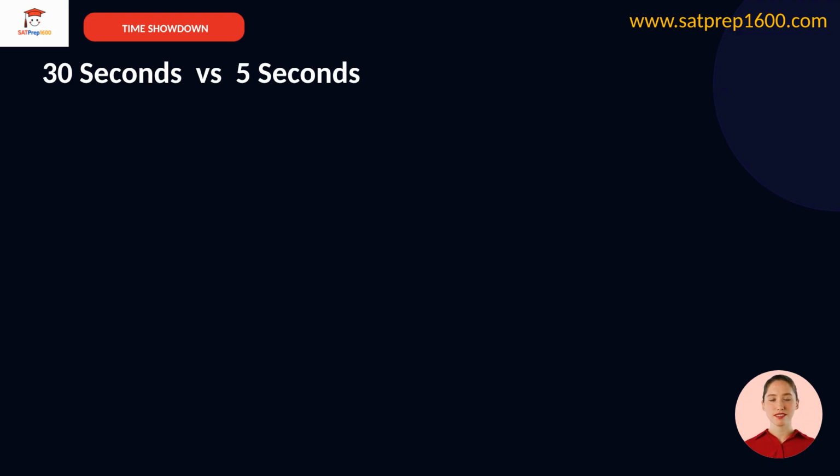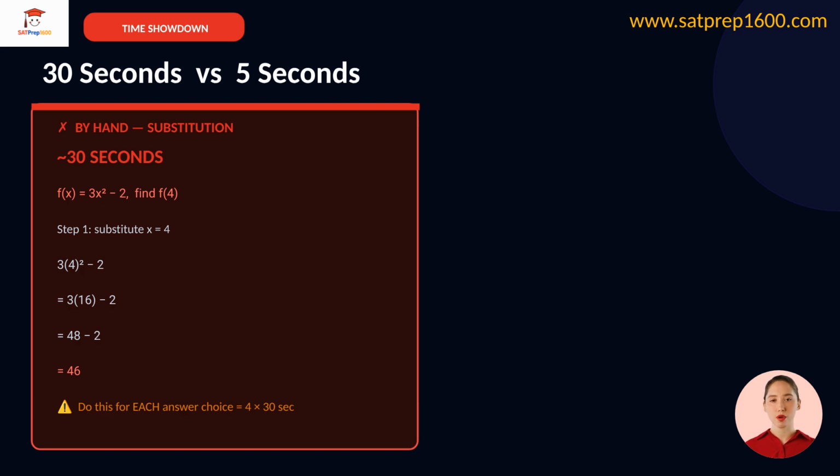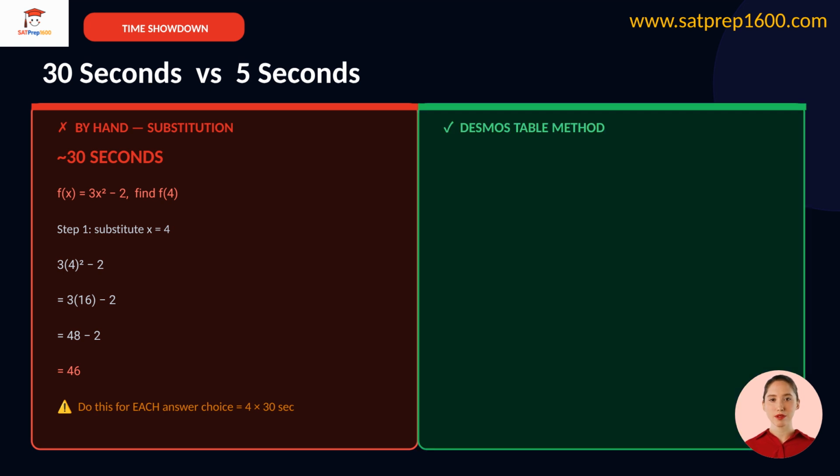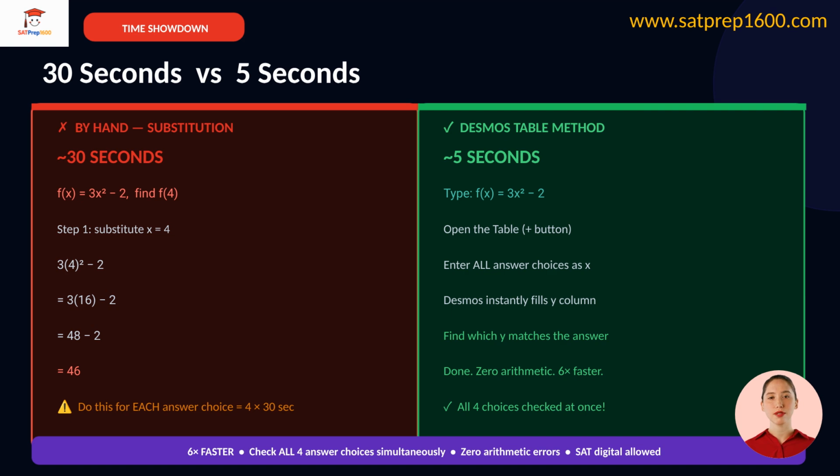Here's the time showdown. On the left, by hand, 30 seconds minimum. You substitute, you square, you multiply, you subtract, and pray you didn't fat finger a step. And remember, the SAT gives you 4 answer choices, so worst case you're doing this 4 times. That's 2 full minutes on one question. On the right, Desmos table. 5 seconds: type the function, open the table, enter all 4 answer choices as X, read off the Y column. 6 times faster. 0 arithmetic. And it's allowed. Desmos is built into the digital SAT. Why would you ever do it the old way?